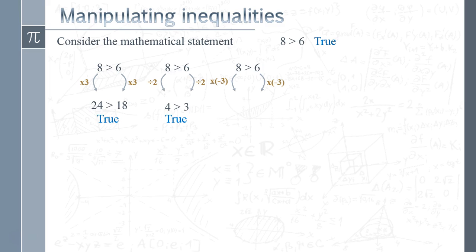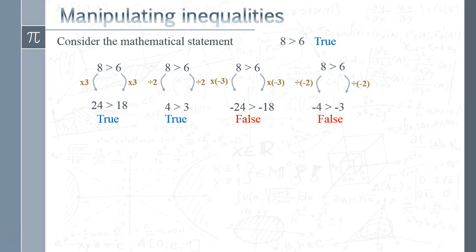This is where we get the issue. Now if I take that statement and multiply the whole statement by minus 3, what we get is that minus 24 is greater than minus 18. Now clearly that one is not true. So we've got to be really careful what we're doing with negatives. The last one, same thing when we're dividing by a negative. Let's have a look at what we get. We've now got minus 4 is greater than minus 3, which again is clearly not true.